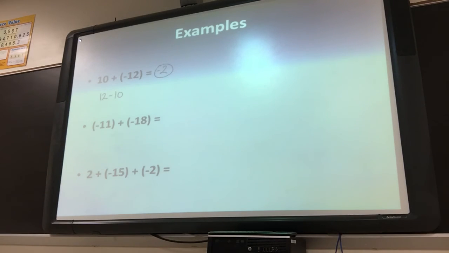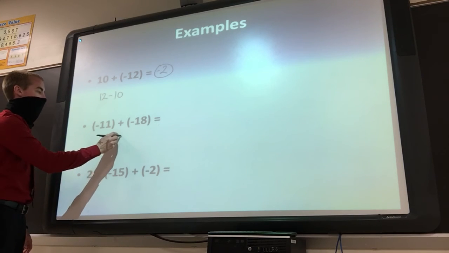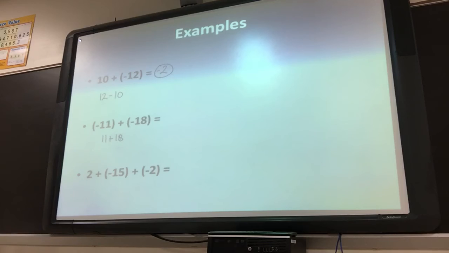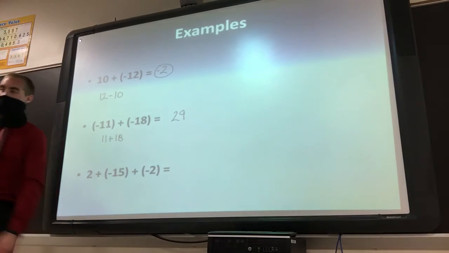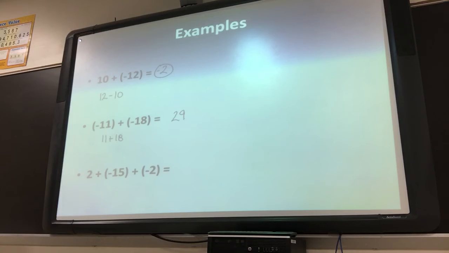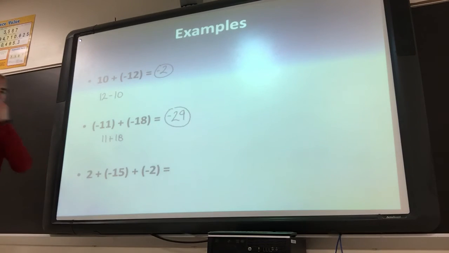Good. Okay, negative 11 plus negative 18. We're going to add or subtract these two. Jaden? We're going to add them because they're both negative. So 11 plus 18 would give us 29. Positive or negative? Negative. Why? Because 18 is the bigger number. 18 is negative. So our answer is negative 29. Good.